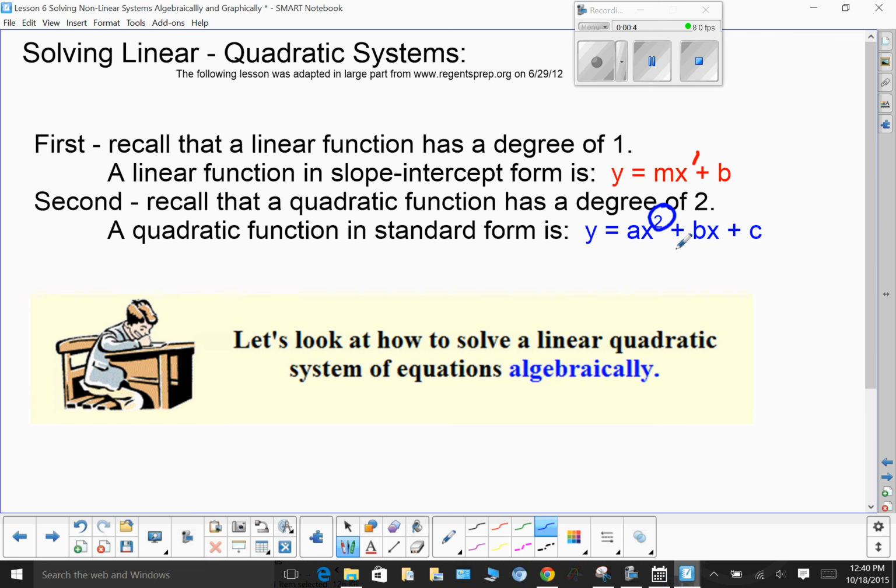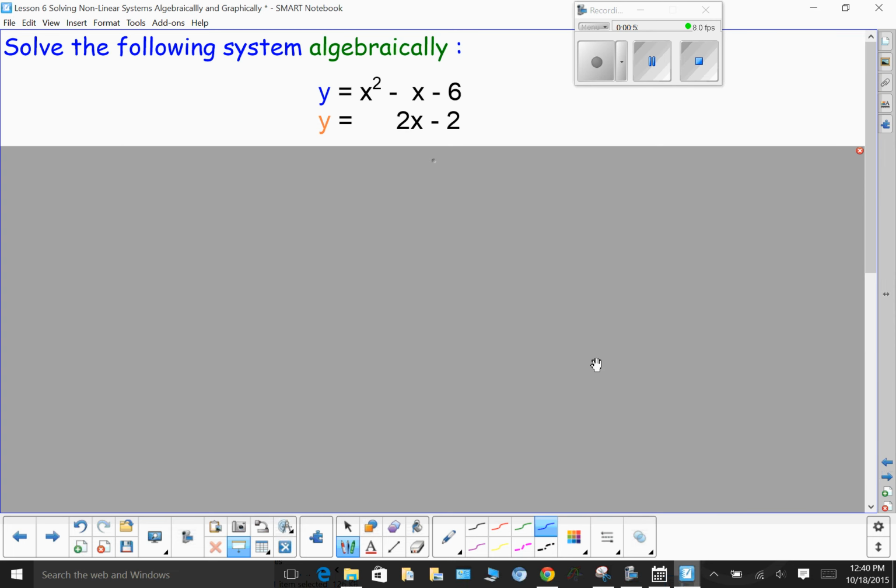Now, if we want to solve these algebraically first, we need to take a look. We've got y equals x squared minus x minus 6, y equals 2x minus 2. We have a parabola and a line. Where do these intersect? Well, one thing that we do know, when they intersect, the x and the y value will satisfy both the parabola, because the point will lie on the parabola, and the linear equation, because the point will also lie on the line.